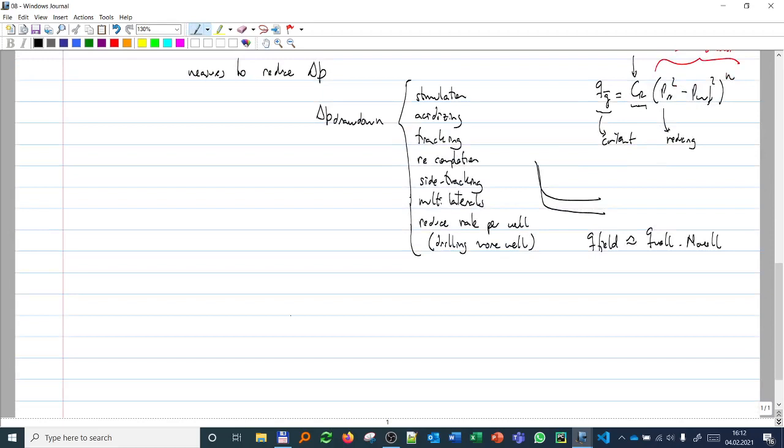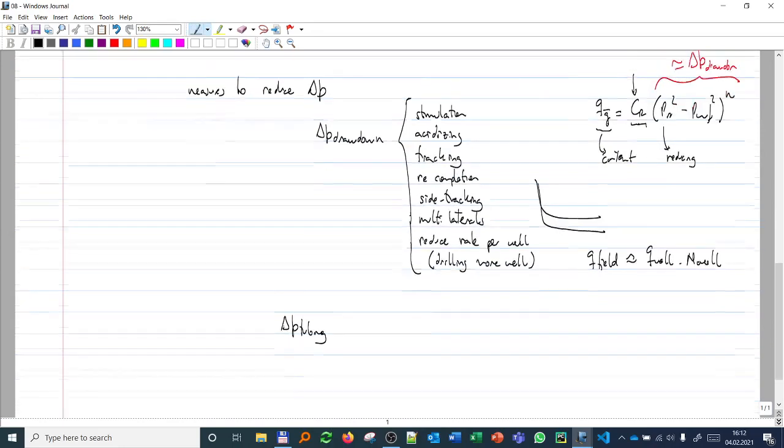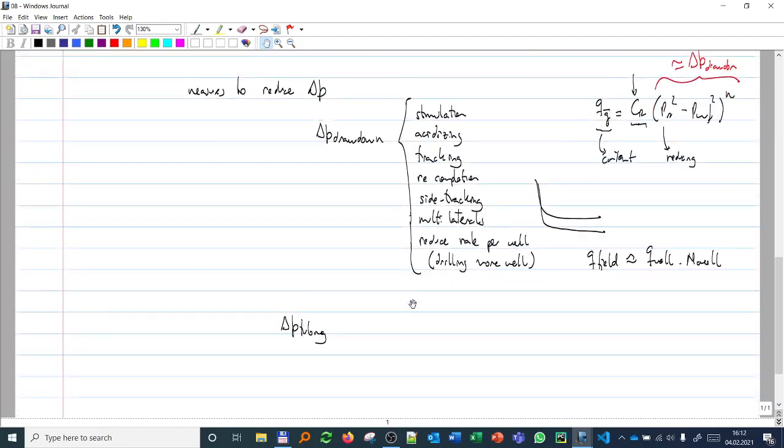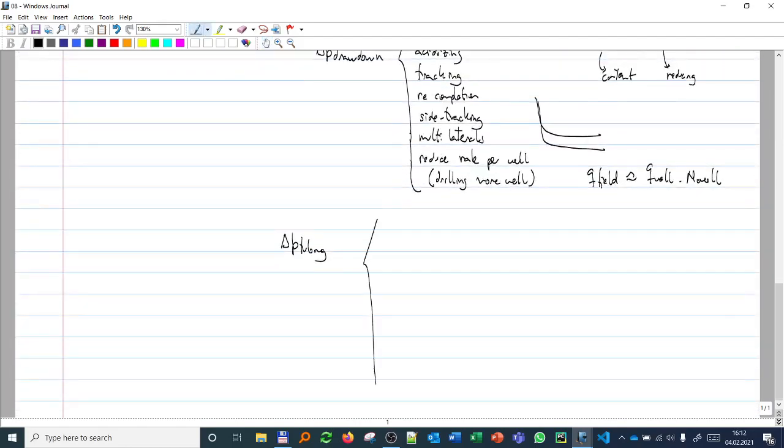Now let's see what happens with the tubing. There are a few things that I cannot change in the tubing. For example, if you remember the dry gas tubing equation, we have QG equal to CT times (PWF squared divided by 2DS minus PWH squared) to the 0.5. This gives me some delta P. Again, this is like a proxy, it's not exactly the same, but it is somehow proportional to delta P.